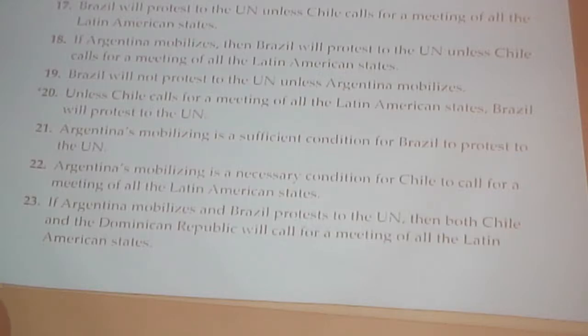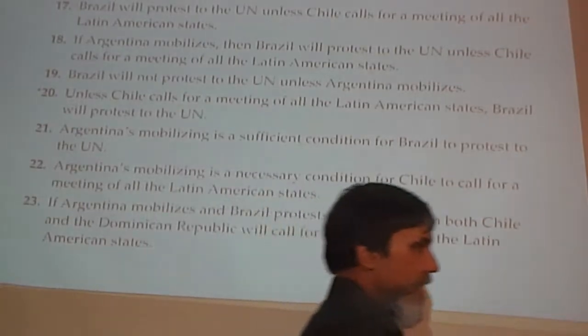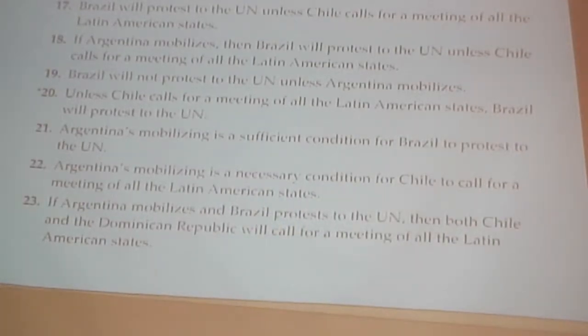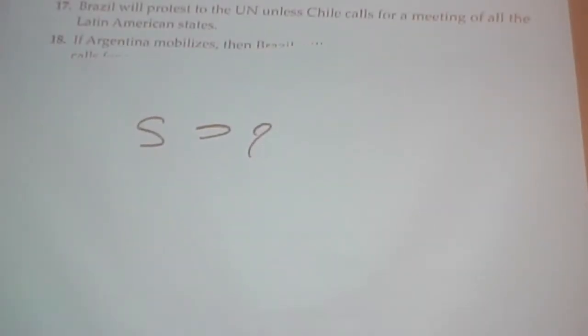Okay, it's a conditional statement. Yet another way to make a conditional statement in English is to refer to the antecedent as a sufficient condition for Q. When we say if P, then Q, we're saying P is enough for Q, or P is sufficient for Q.